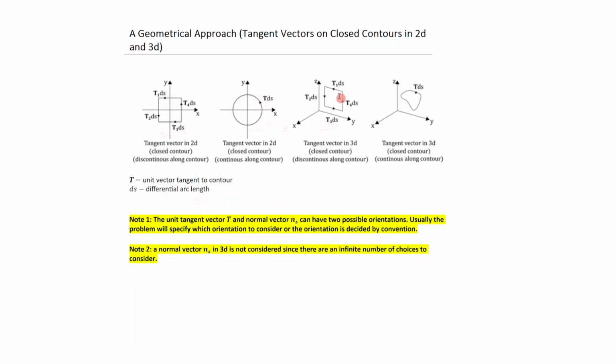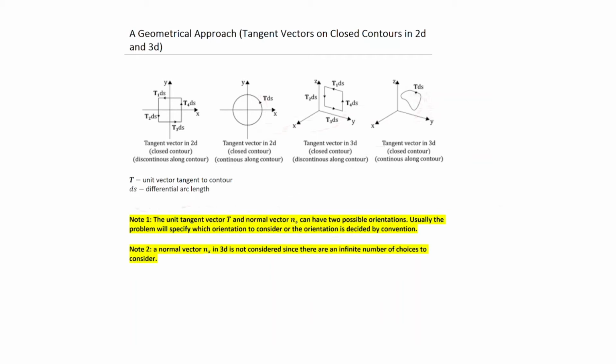If you look at 3D, here is just an example. Again, this is a discontinuous case, and this would be a continuous case, where you can represent a tangent vector for every point around this closed contour. And again, t is a unit vector tangent to the contour, and ds is a differential arc length.